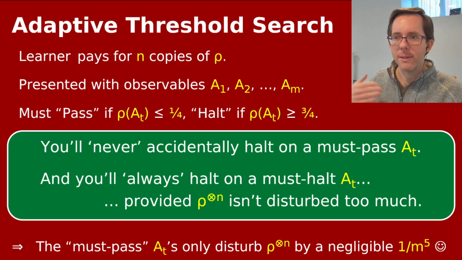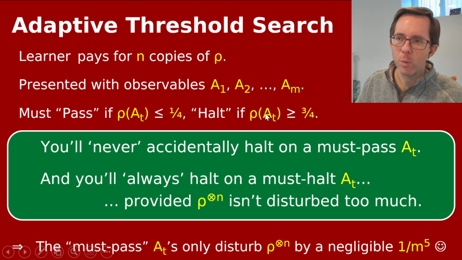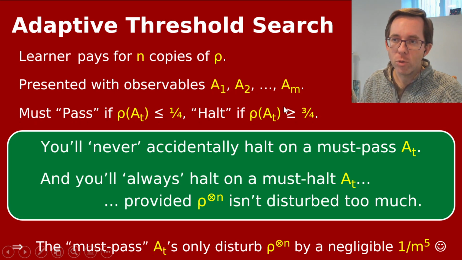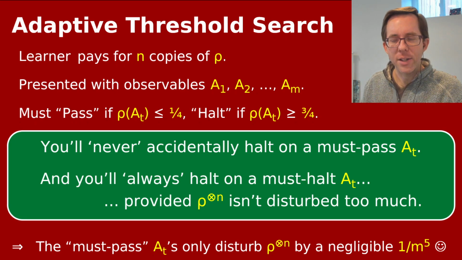And therefore, you'll never, in the whole course of the threshold search, accidentally halt on a must-pass AT. And conversely, if you're given an AT whose expectation value under rho is bigger than 3/4, so you must halt, remember your test is to empirically estimate whether the expectation value seems to be bigger than a half. If you're truly using fresh copies of rho, the chance of getting that answer wrong would again be exponentially small in m.